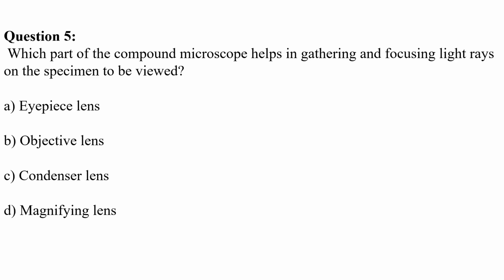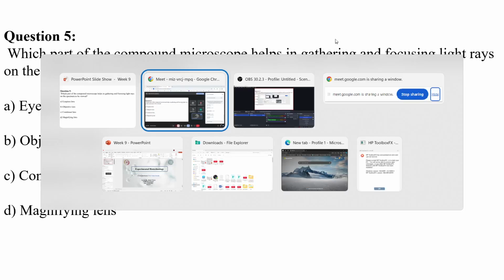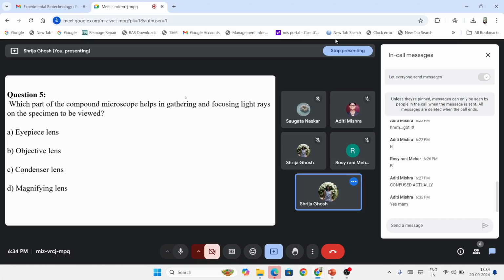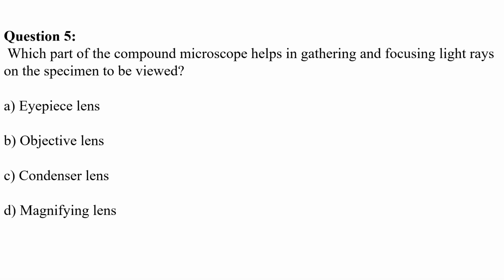Option A, eyepiece lens. Option B, objective lens. Option C, condenser lens. And option D, magnifying lens. Anybody knows the answer? Okay, two people are saying option C. So that is the correct answer. Option C, that is the condenser lens.